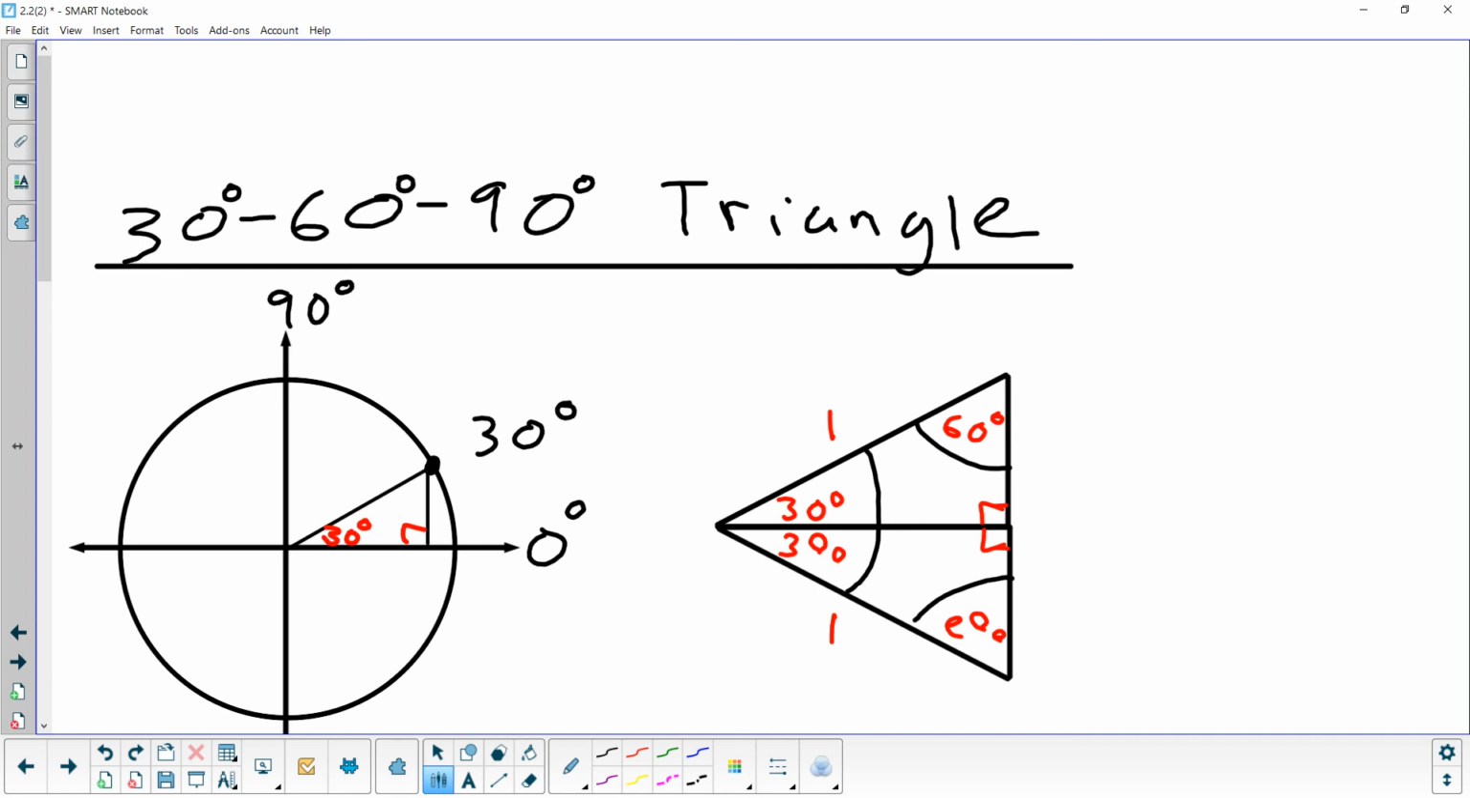So the side up at the top we have labeled 1. This side at the bottom is labeled 1. We can also label this side as 1.